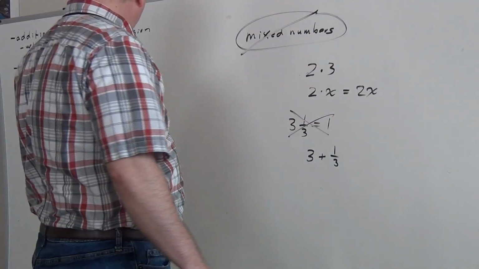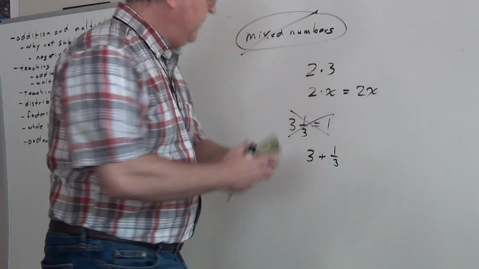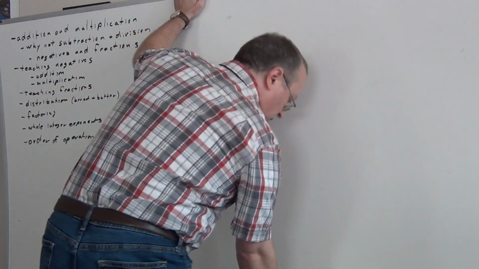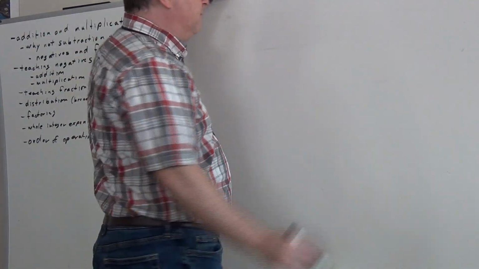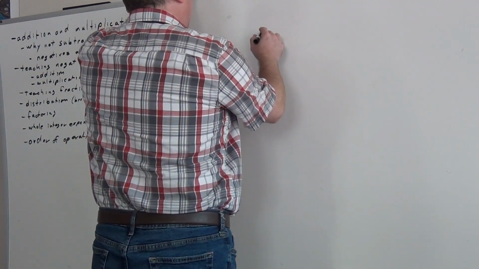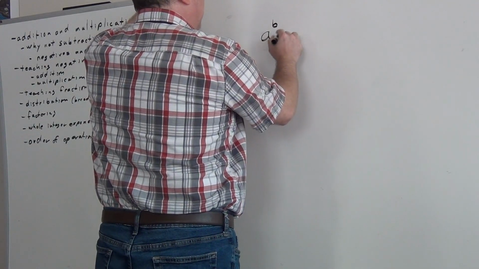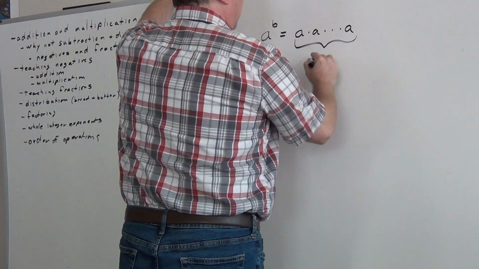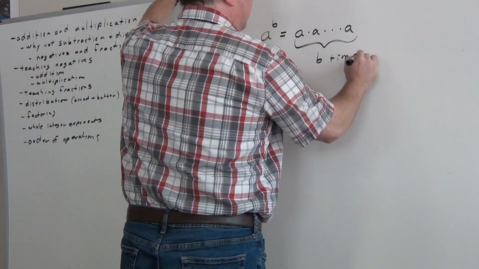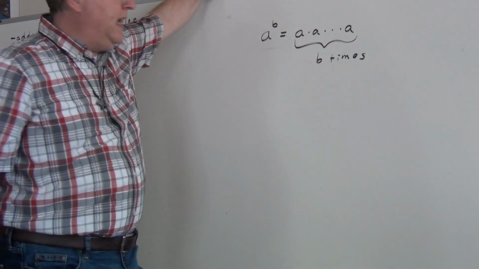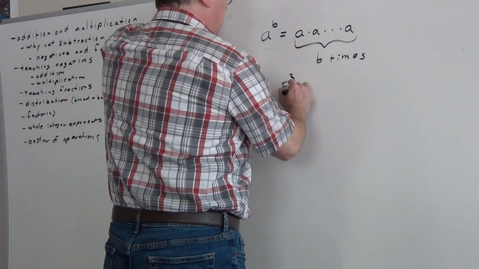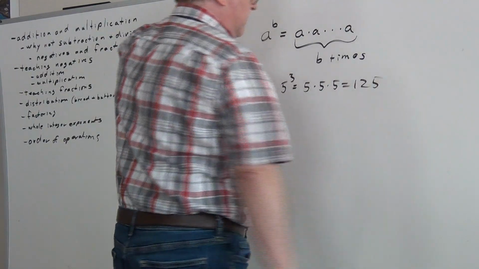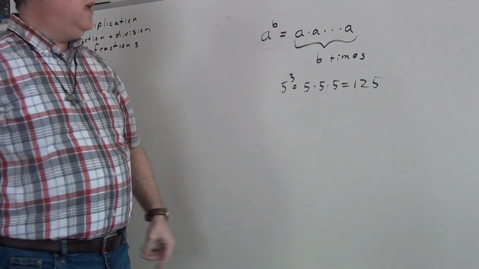What else? Whole integer exponents. We haven't even done that. All right. Whole integer exponents are actually not too bad. So what a to the b means is a times a times a, b times. It's a repeated multiplication. So 5 to the third equals 5 times 5 times 5, which equals 125. All right, just repeated multiplication.